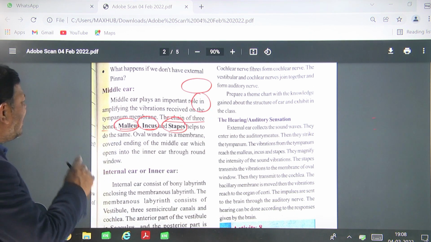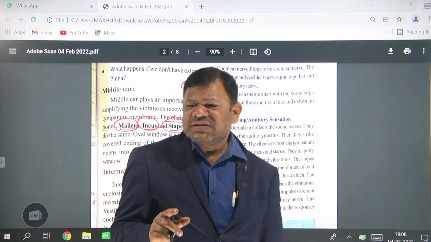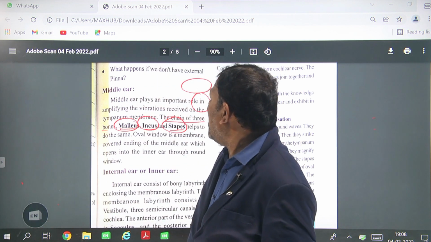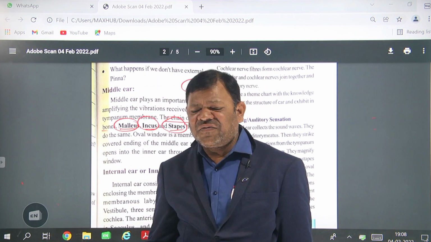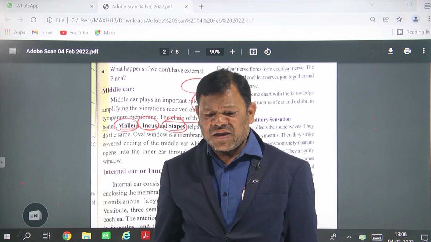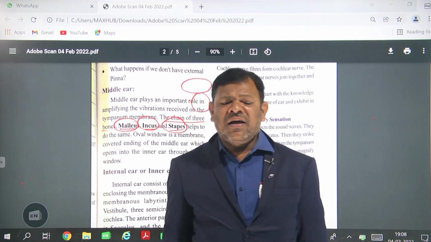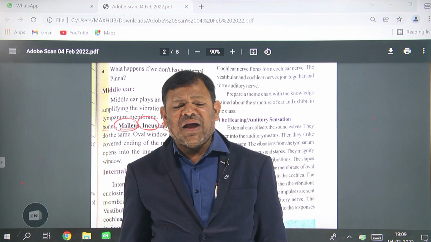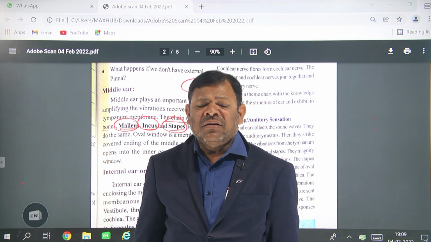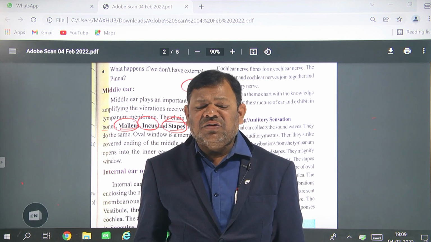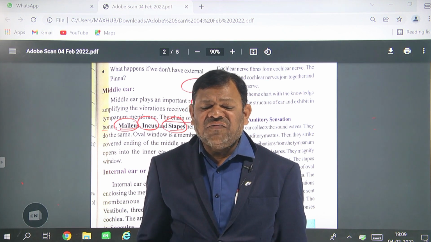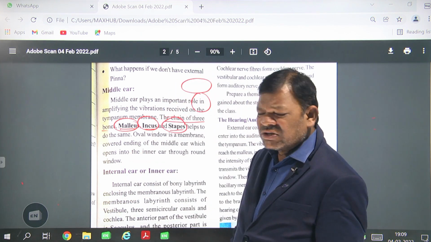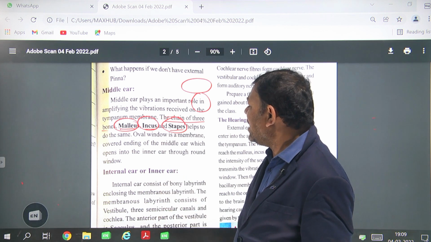Is it clear about the middle ear? The middle ear is very important for amplifying the vibration received from the tympanic membrane. Three bones are present: the malleus is connected to the tympanic membrane, the incus is connected to the malleus, and the stapes is connected to the incus. So this is about the middle ear. Shall we go to the inner ear? Yes, sir.